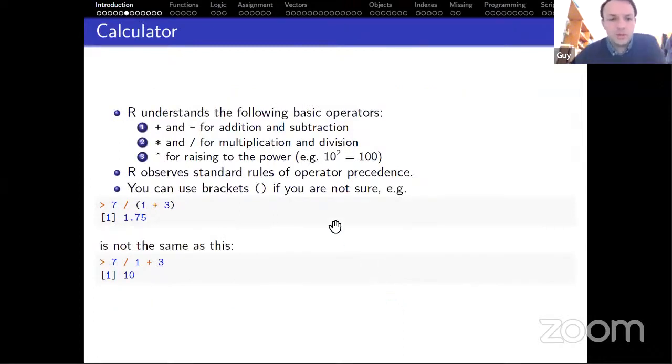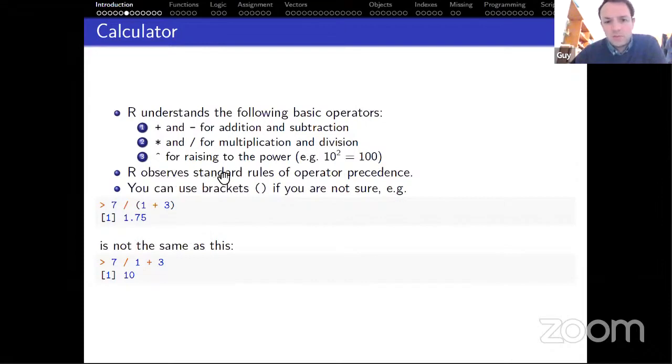Okay, so now we just go through some very basic operators. R can work like a very basic calculator, right? So we can use the plus and minus for addition and subtraction, the star and the divide for multiplication and division, and the hat for raising to the power, right? So 10 to the 2 is 100, so we could do 10 hat 2 to get the same thing in R.